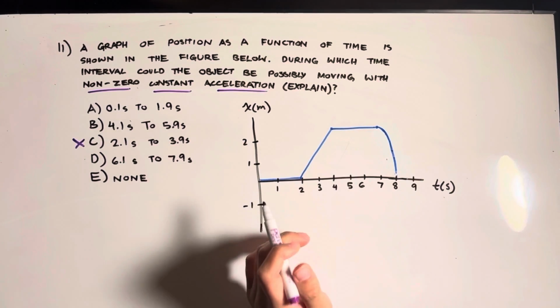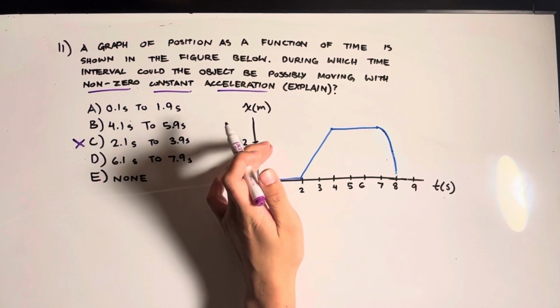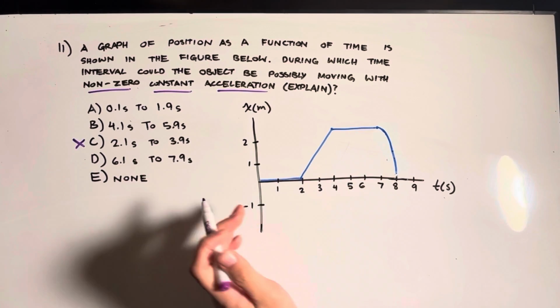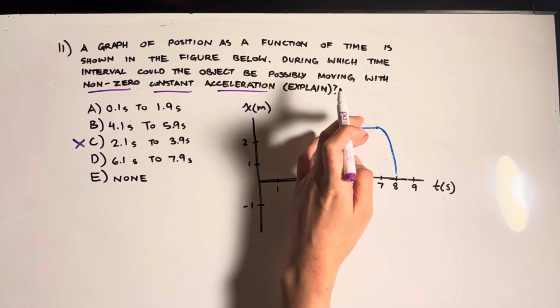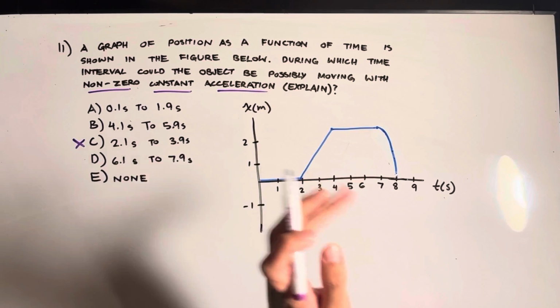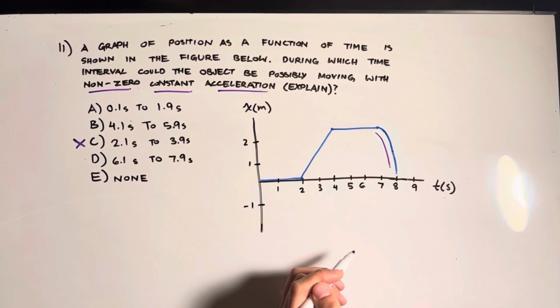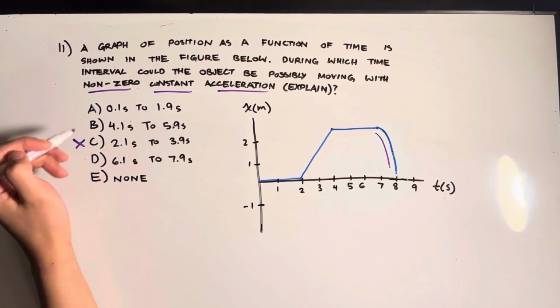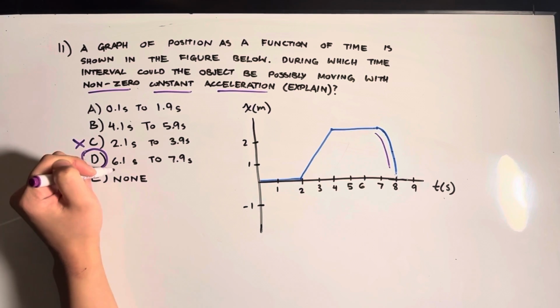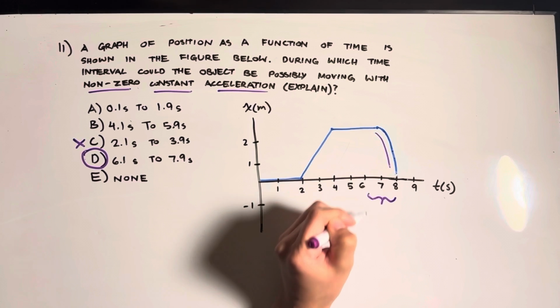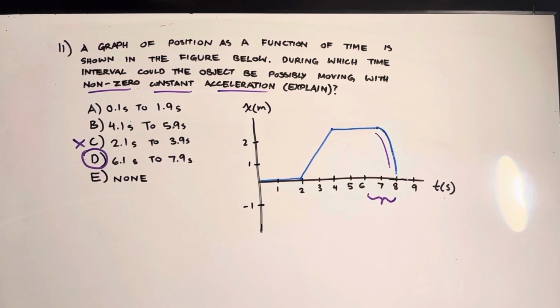So if we were to graph acceleration on a position graph, it would be a curve, because the velocity or speed is always increasing or decreasing. So it would look like a curve. Therefore, the correct answer would be D, from 6.1 seconds to 7.9 seconds. So within this interval. And that is the answer for number 11.